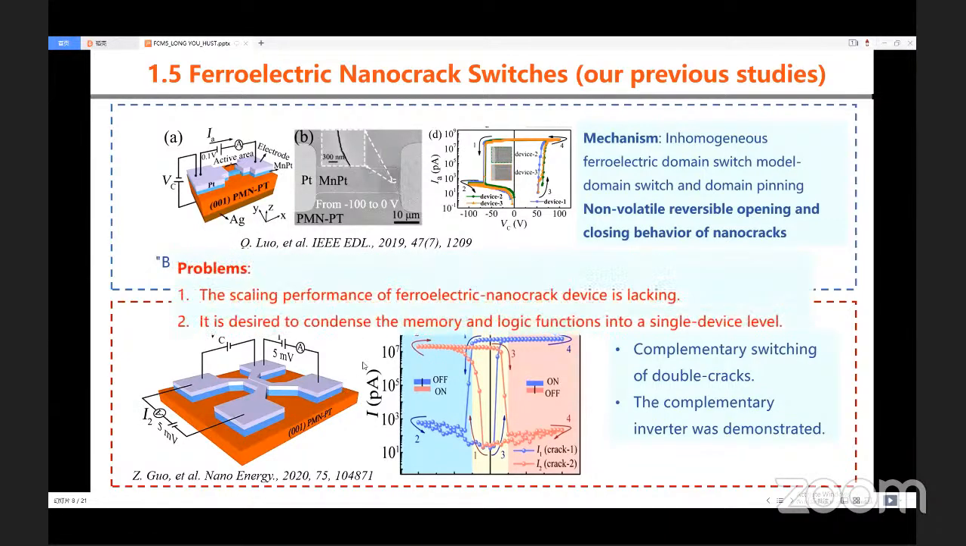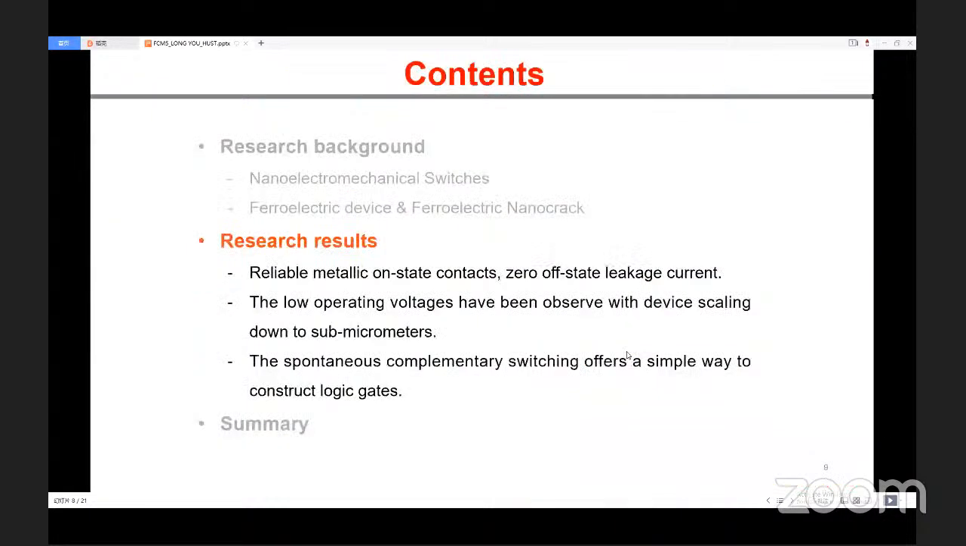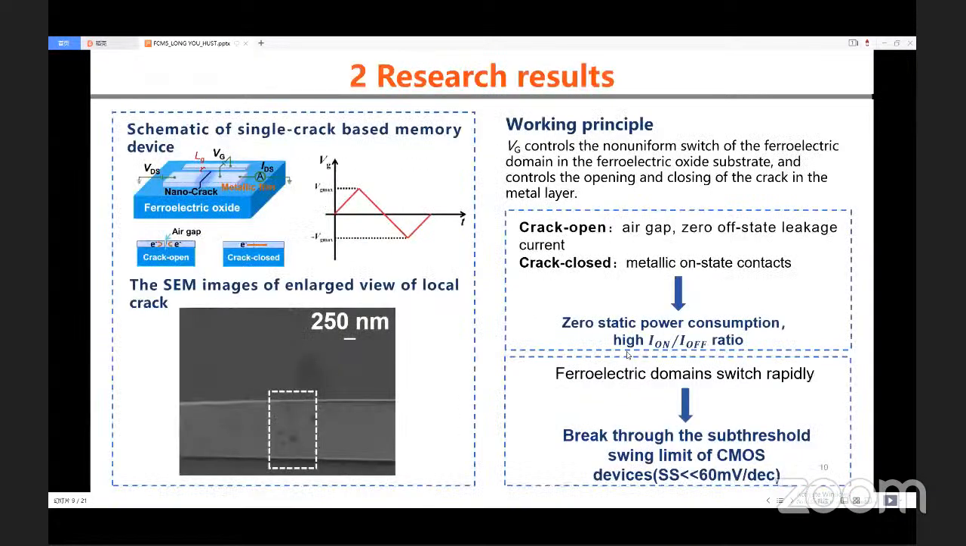However, there are still some crucial issues to be tackled for this new technology. For example, the scaling performance of this piezoelectric nanocrack device is lacking, and it is desired to condense the memory and logic functions into a single device level, which can be applicable for logic in memory. With these questions in mind, we launched the following further research.